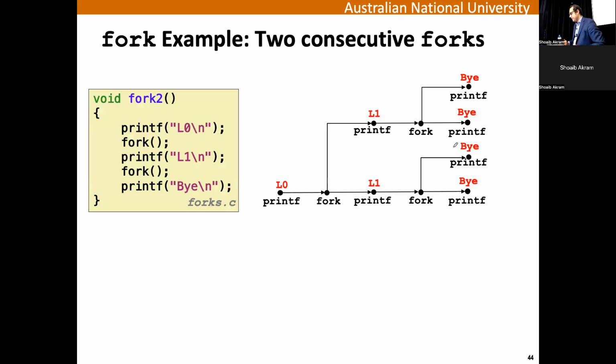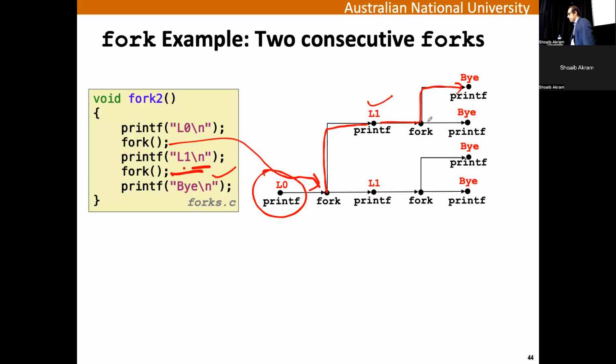All right, so I think we should just go through this. The first statement, the parent executes prints L0, and then there is this fork. At this point, there is one other process that executes L1, and then there's another fork that executes bye. All right, let's do it systematically once again.